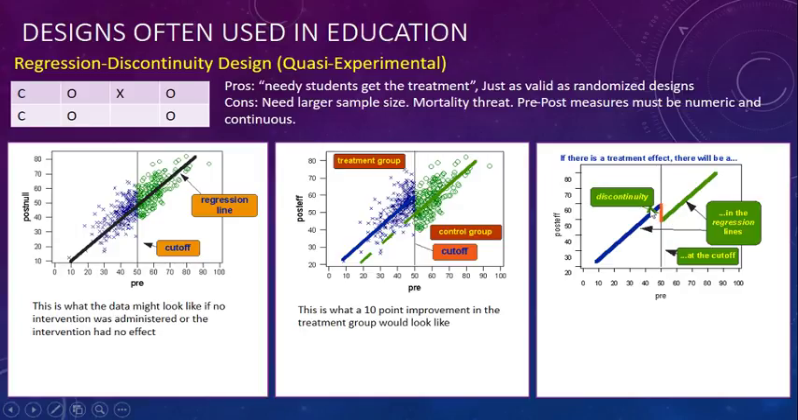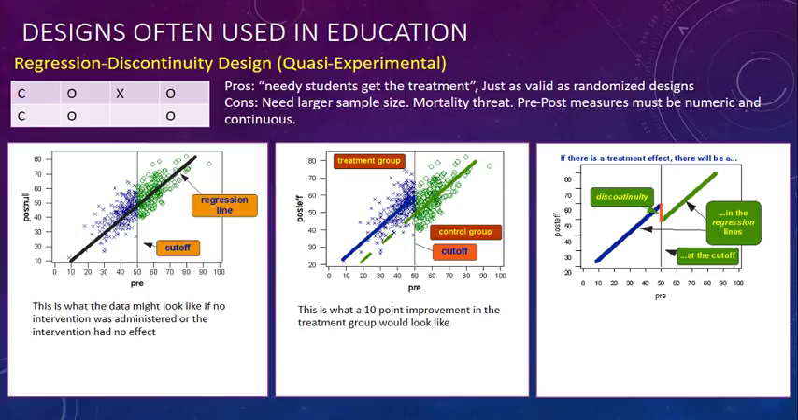The design is a two-group pre-test post-test design where the participants are placed into a group based on a cutoff score on some pre-test measure. The main advantage is that the treatment or intervention is then given to the most needy students. You don't want to deny it to those that need it most. As such, we don't run into any ethical concerns related to denying an intervention to students that need it most.